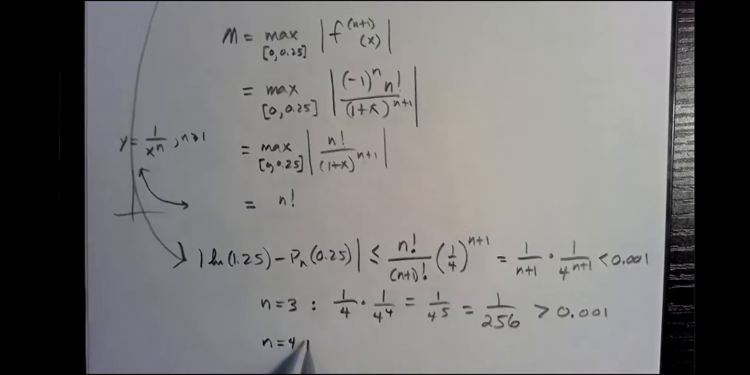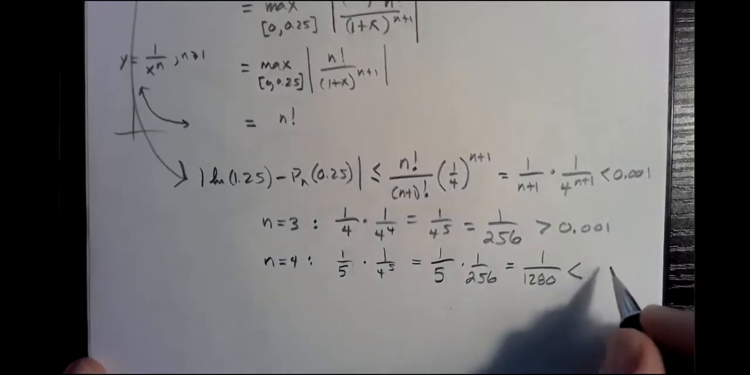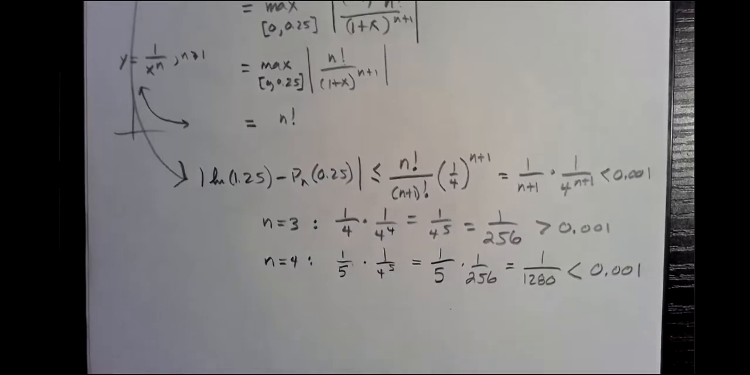So let's check n equals 4. Okay, that would be 1 over 5 factorial times 1 over 4 to the 5th. It's not 5 factorial, it's just 5. 1/5 times 1 over 4 to the 5th. Well, that's 1/5. We already know what 4 to the 5th is. That's 1 over 256. Hey, looks like we got a winner here. 5 times 256 is 1,280. So since 1,280 is bigger than 1,000, this fraction is less than 1/1000th. All right, so now we know the largest possible size of the error when using the 4th degree Taylor polynomial is 1 over 1,280, which is less than 1/1000th as required.